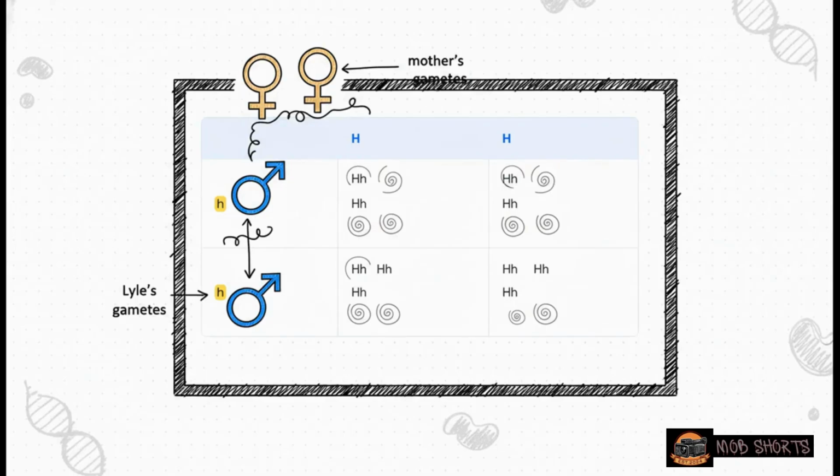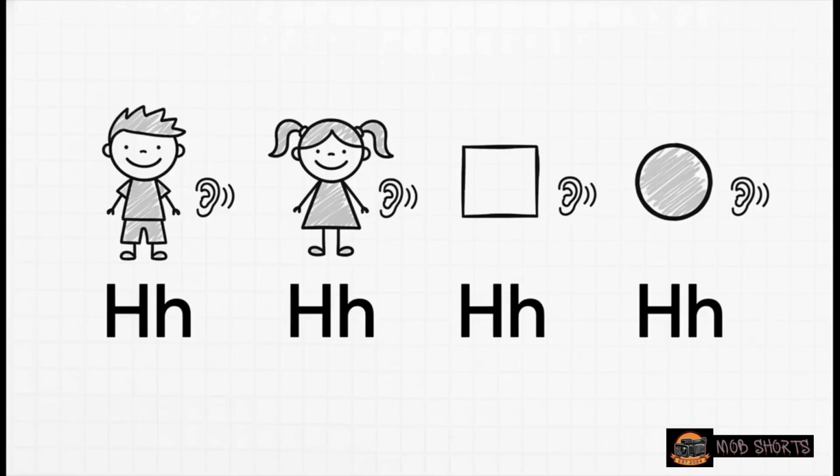To figure this out, we bring in our old friend, the Punnett square. We'll put the mother's possible gametes, both are a capital H, across the top. And we'll put Lyle's gametes, both are a lowercase h, down the side. Then you just fill in the boxes, combining the letter from the top and the letter from the side. And look at that. Every single one of the 4 boxes gives us the exact same result, a heterozygous genotype, 1 capital H and 1 lowercase h.